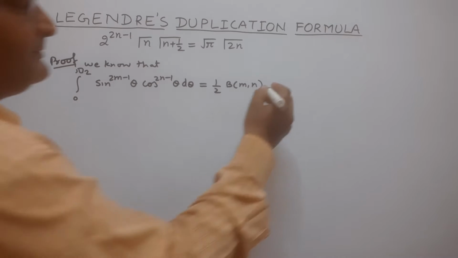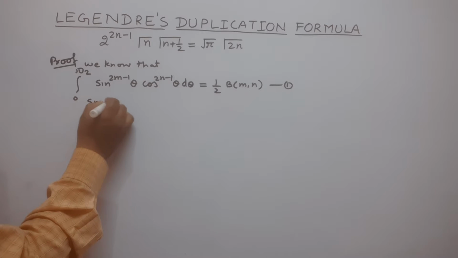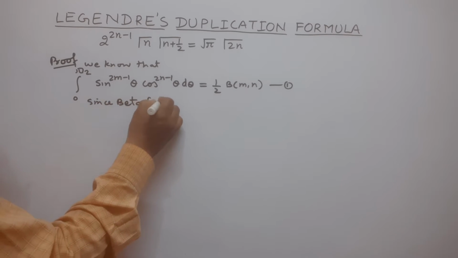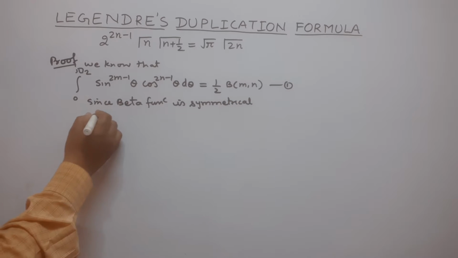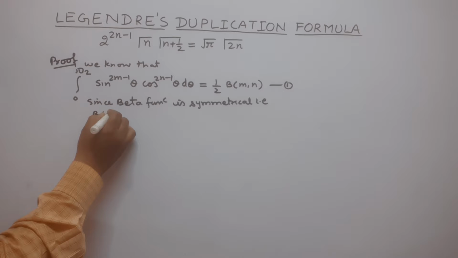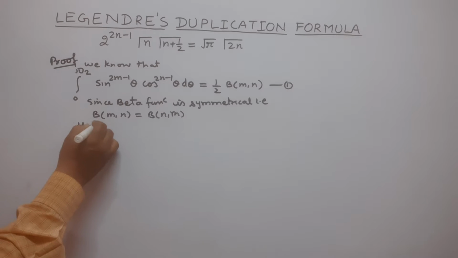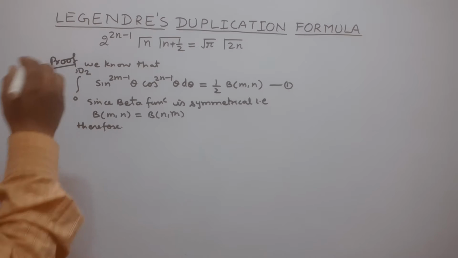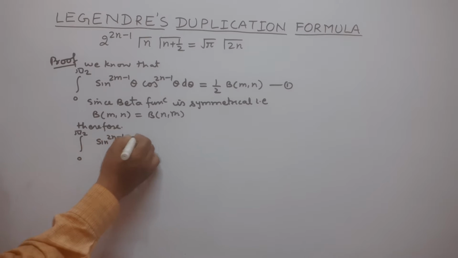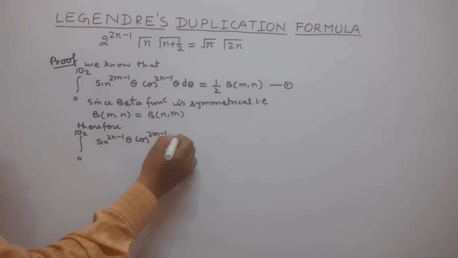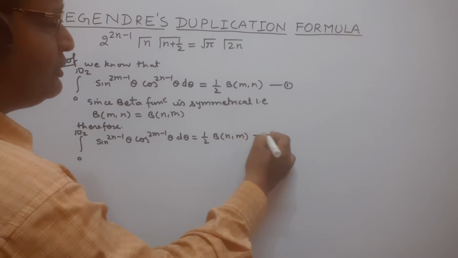We know that. Now also we know that beta function is symmetrical, that is, beta m n is equal to beta n m. Therefore the above integral can be written as the integral between the limit 0 to pi by 2 of sin to the power 2n minus 1 theta multiplied by cos to the power 2m minus 1 theta d theta is equal to 1 by 2 beta m n. So this is the second equation.